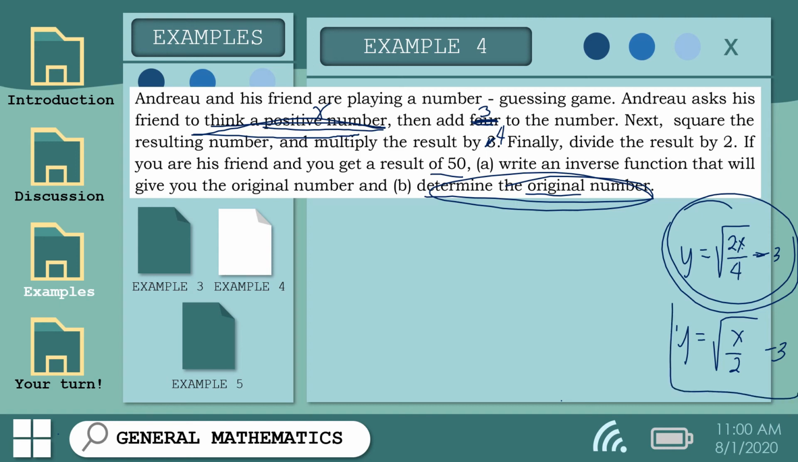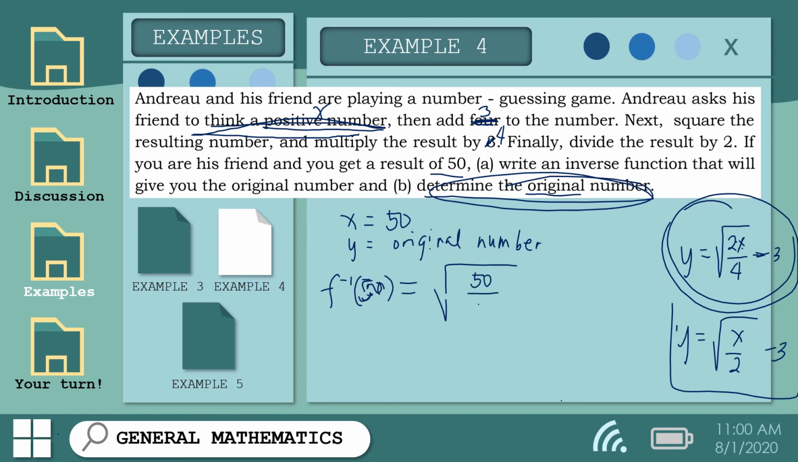Ito na yung ating inverse function na gagamitin natin to determine yung ating original number given na ang x natin or the input natin will be 50 and yung ating output will be the original number. Using the notation inverse function of x, ayan, inverse function of 50 na po, is equal to square root of 50 over 2 minus 3.